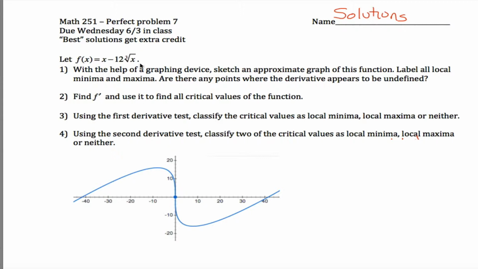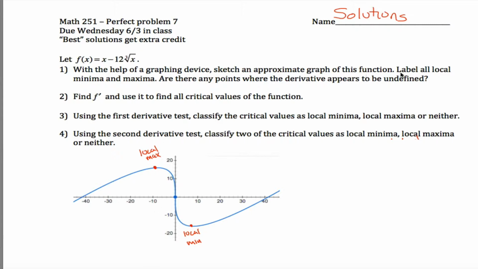But there's a little bit more to part 1. It says to label the local maxima and the local minima. So fine, there's a local maximum right here. And there's a local minimum somewhere around here. And those are the points where you're kind of at a hilltop or at the bottom of a valley, the points that are higher or lower respectively than all of their neighbors.